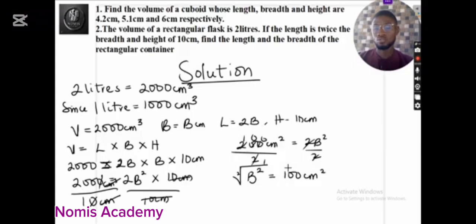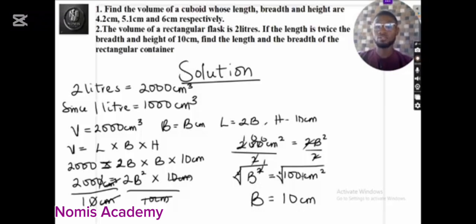So the square root of b squared is equal to b. So b is equal to the square root of 100 centimeters squared. The square root of 100 is 10, and for centimeter squared is centimeter. So the breadth of the rectangular container is 10 centimeter. The question is asking to find the length and the breadth of the rectangular container, so I now know the breadth.